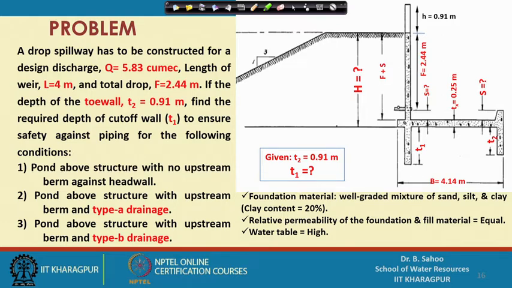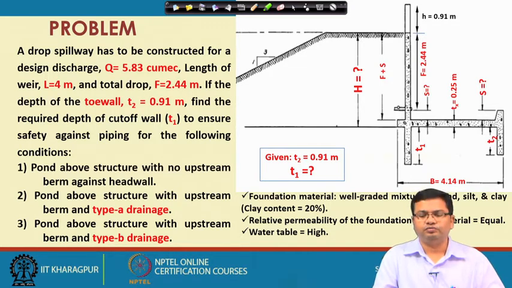So, for the foundation material, that is well graded mixture of sand, silt and clay having clay content greater than 20%, you can estimate what is your Cw value from the given table, but for designing this you have to estimate what is the value of H as shown in this figure. To estimate the value of H, naturally you have to estimate what is the value of S. S is nothing but it is the depth of end seal.